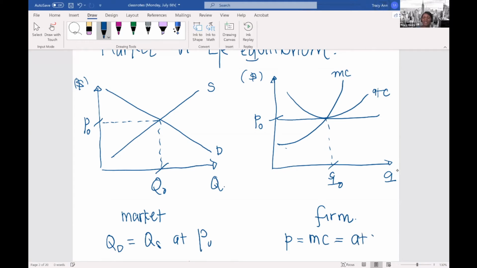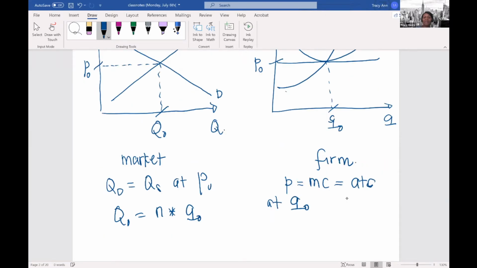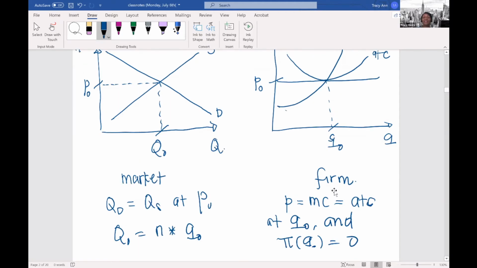So we notice then that not only is the firm producing Q0, we also notice that the profit at Q0 is equal to 0. So the firm's profit at Q0 is equal to 0. So this is a long run equilibrium.